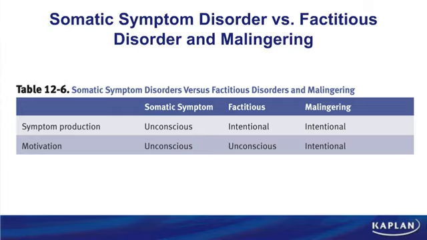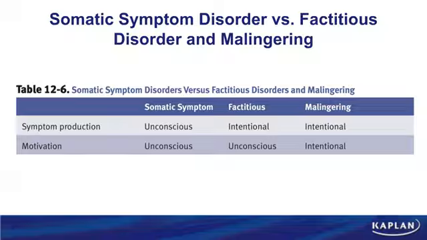Here we have table 12-6 looking at somatic symptom disorder, factitious disorder, and malingering. If you notice to the left of the table, there are the terms symptom production and motivation. Symptom production means that you know you are responsible for your symptoms. Motivation means that you know why you're producing these symptoms.